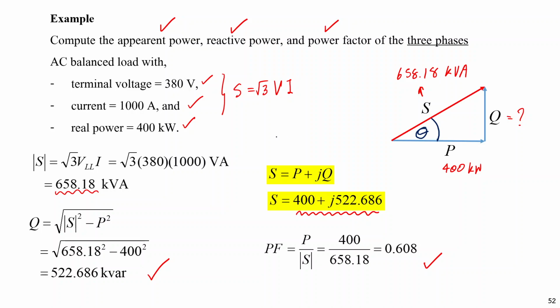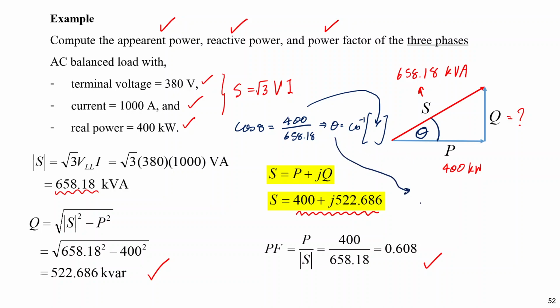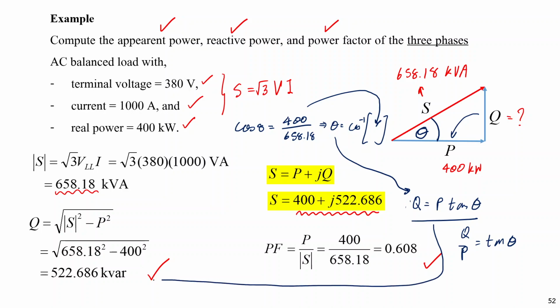What is this theta? You know that cos theta is 400 divided by 658.18, right? Then you can get theta as the cos inverse of this value, right? And after you know theta, another way to calculate Q is P tan theta, right? Because Q by P is tan theta. Q divided by P is tan theta. So many methods. If you calculate Q from this method, you must get the same value, right? Otherwise something is wrong, because it comes from the same triangle, right?